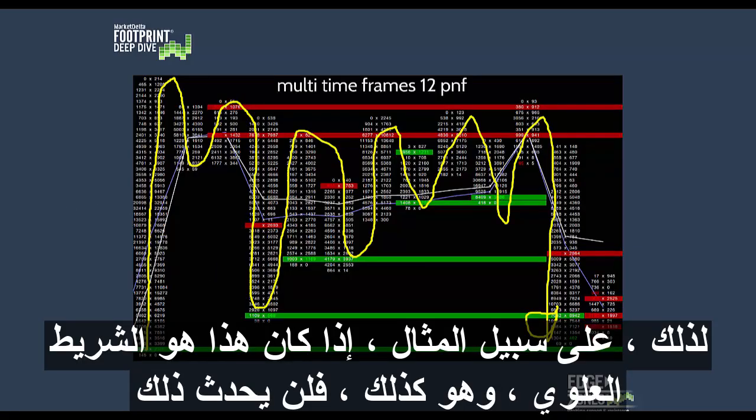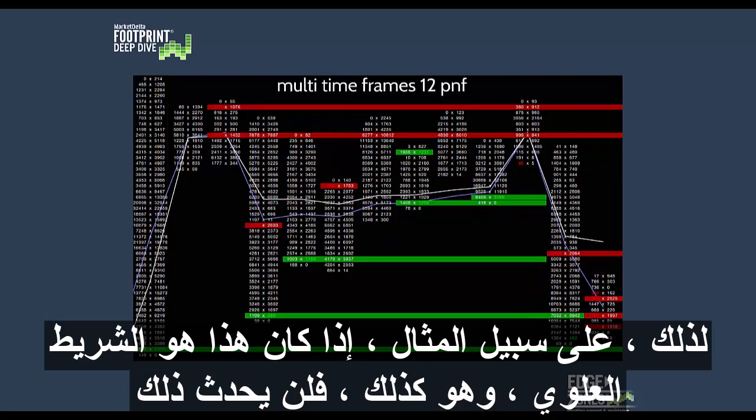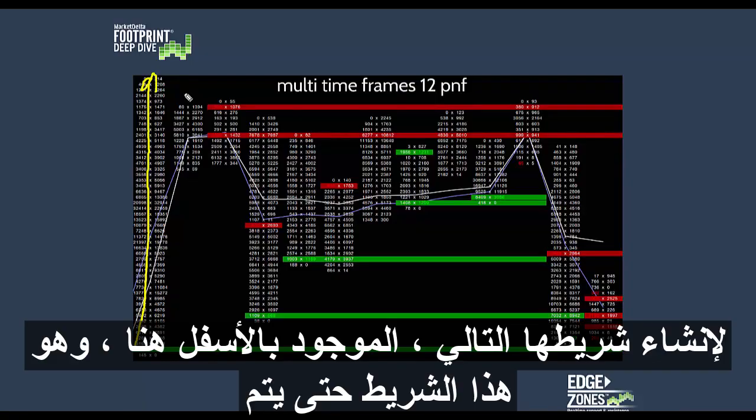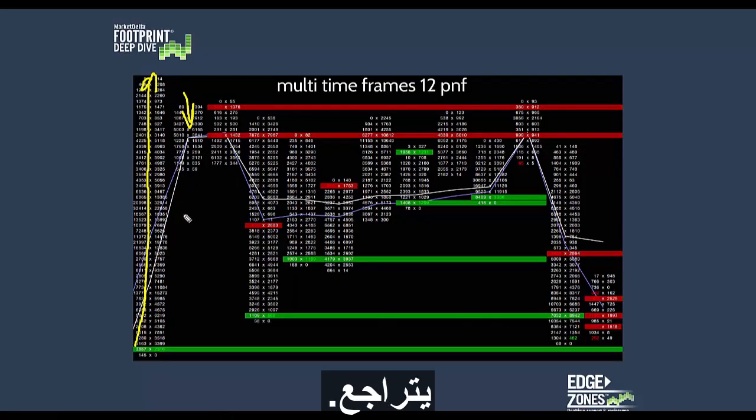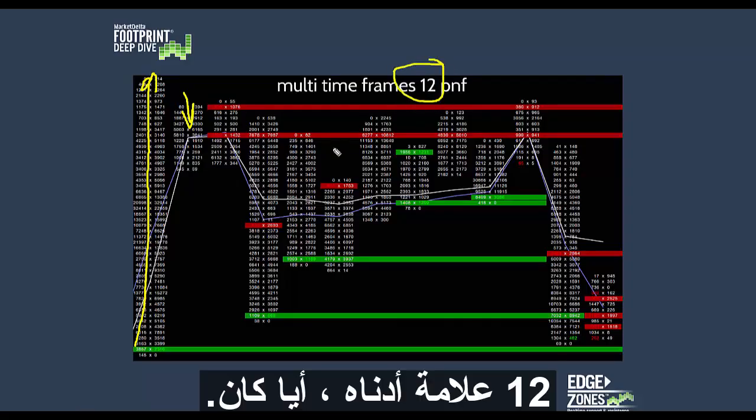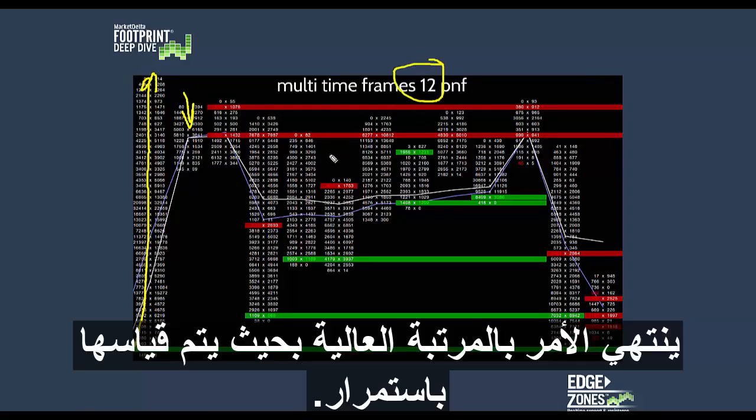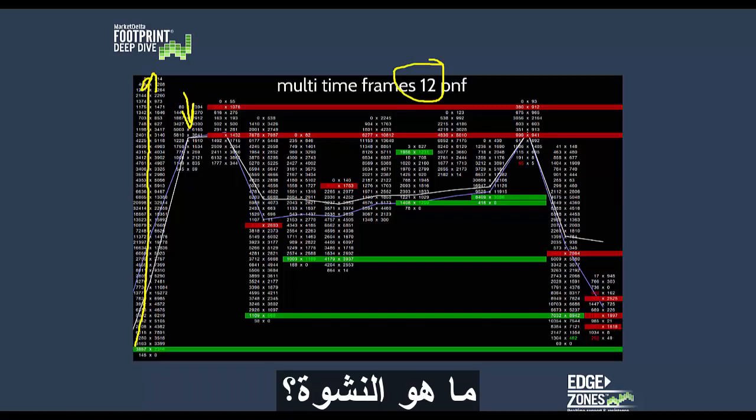So for example, if this one is an up bar, which it is, it's not going to create its next bar, which is down here, which is this bar, until it retraces 12 ticks below whatever the high ends up being. So it's constantly measuring what's the high, what's the high, what's the high.